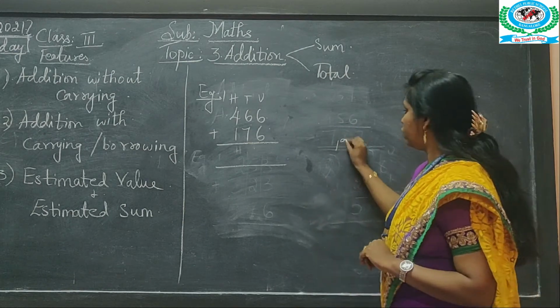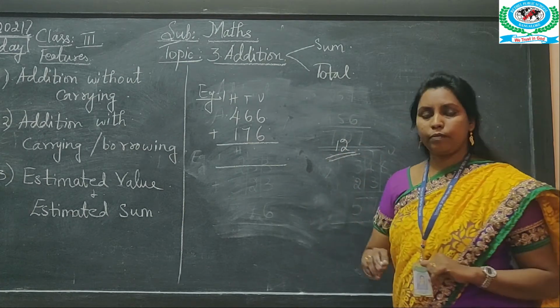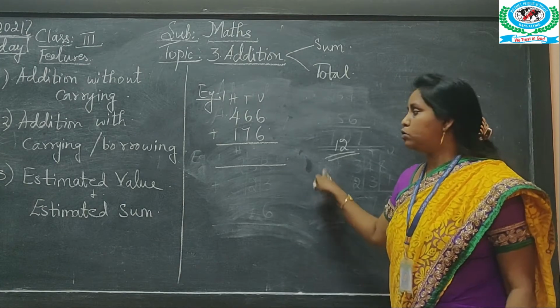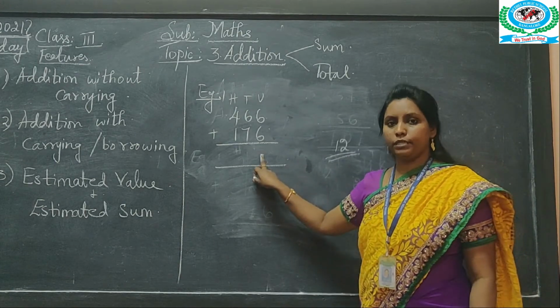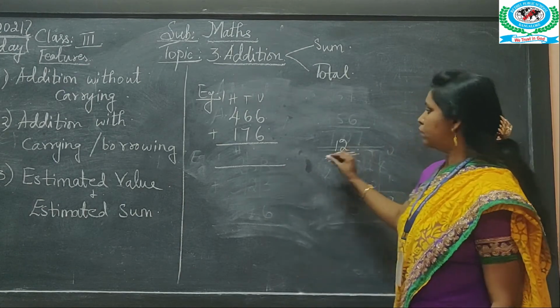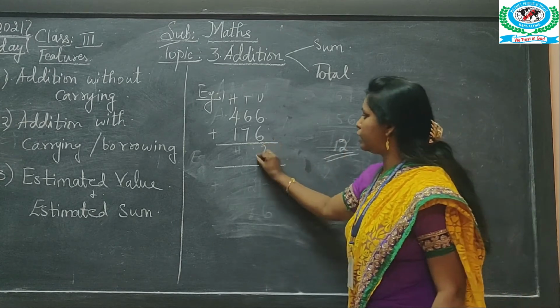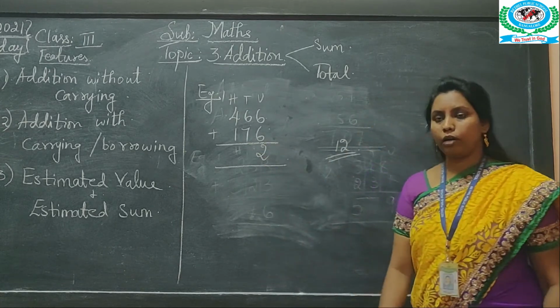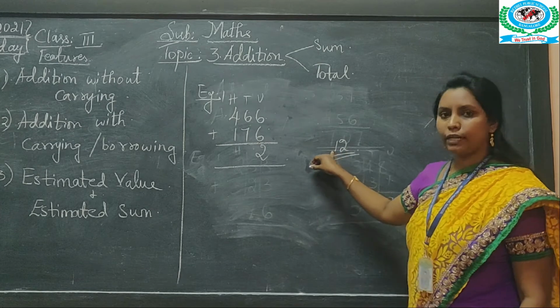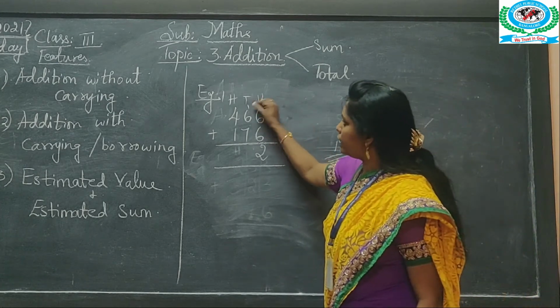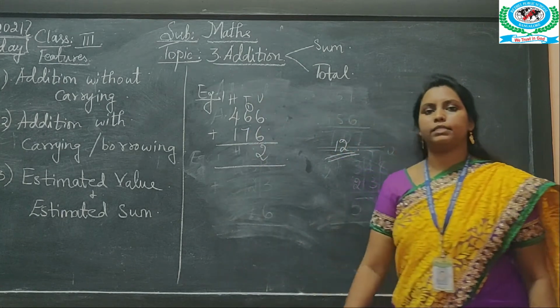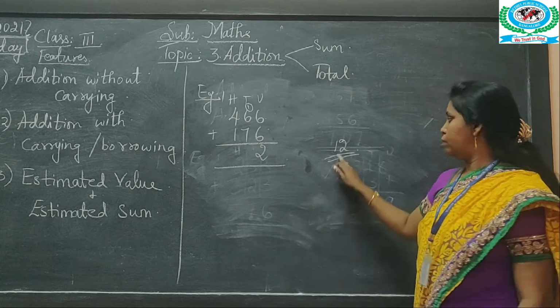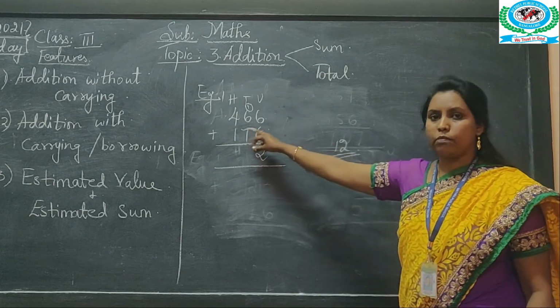Okay. So now you have got 12 as the answer. It is a 2-digit number. So you can't write this 12 here, isn't it? So what you have to do is, only this unit place you will write here in unit place. Okay. And this one which is in tens place, you will carry it on the tens place. The one you will carry it on the tens place now.